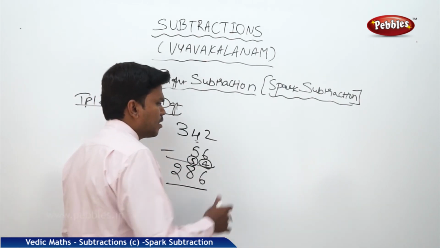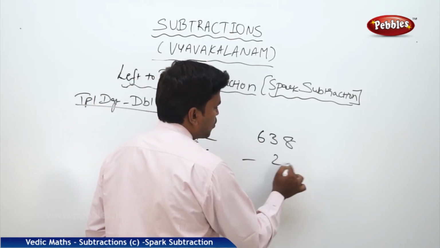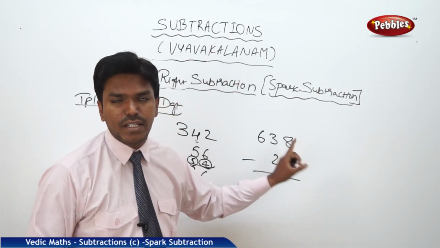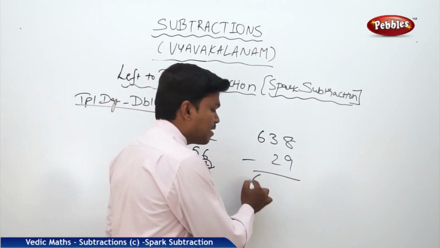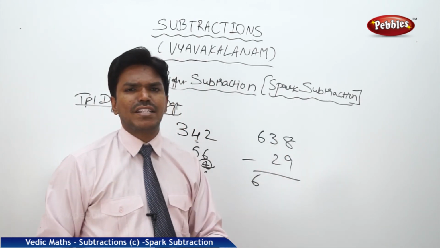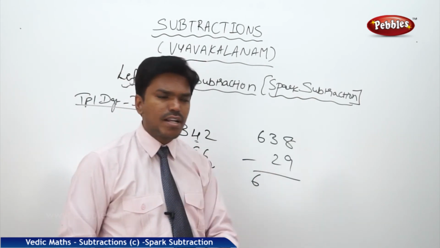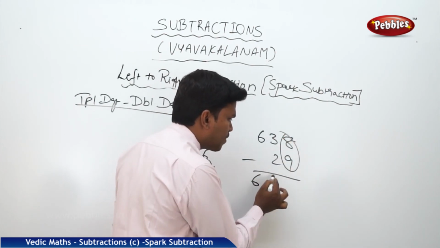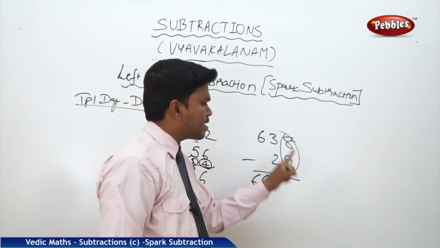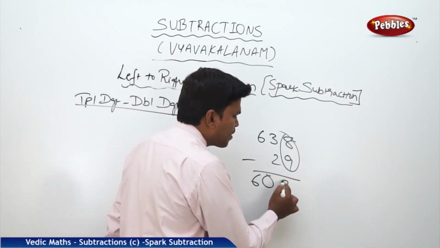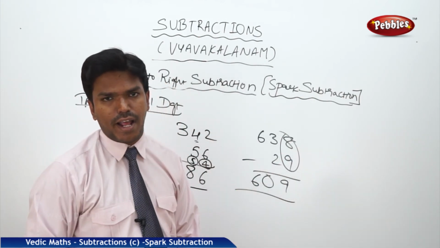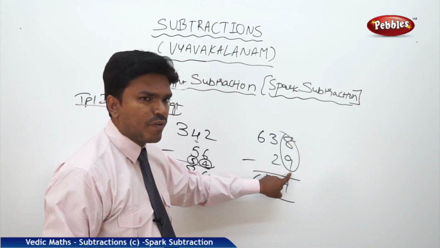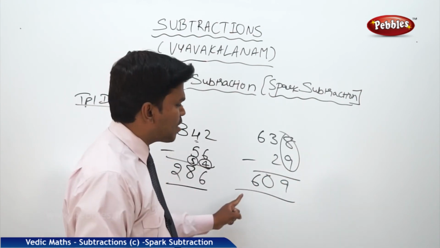One more example. 638 minus 29. I want to subtract. So drop 6 as it is, but before dropping 6, match or mismatch? They are match only. So 6 will be 6. Now 3 minus 2, they are matched. Directly subtract. 3 minus 2 is how much? 1. But before dropping 1, match or mismatch? Yes, it is mismatch. The next numbers are mismatched. So 1 becomes 0. Now 8, 9 mismatch. So 8 plus 9's complement, 1. So I added the above number 8 to the 9's complement 1. That is 8 plus 1, 9. So I got 609.